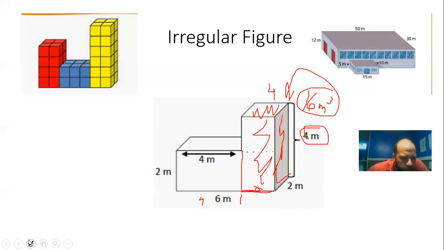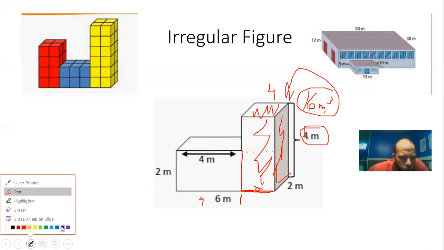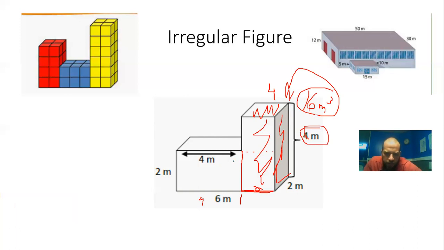Now I'm going to go down. I'm going to change it to maybe a blue color. Now I have this figure left. Do I know what this is right here? Yeah, it's the same as this, which is the same as this, which is the same as this. So this is 2. And then this is 4. So the area of the top is 2 by 4, which is 8. And 8 goes up and down with a height of 2. So this blue figure is 16 cubic meters.